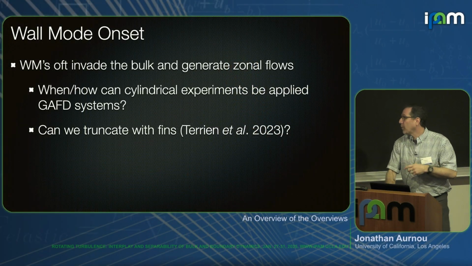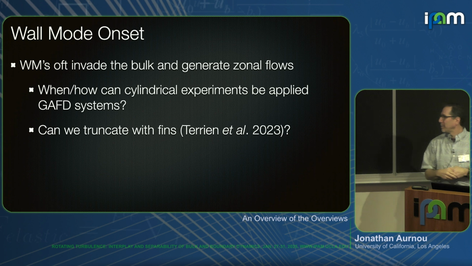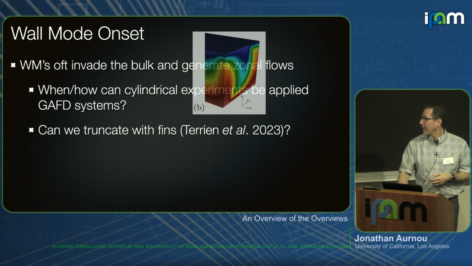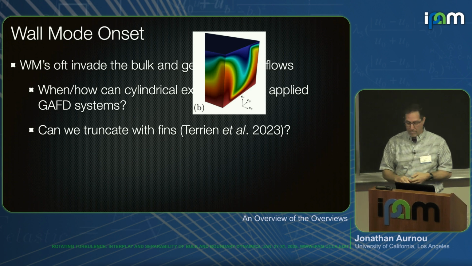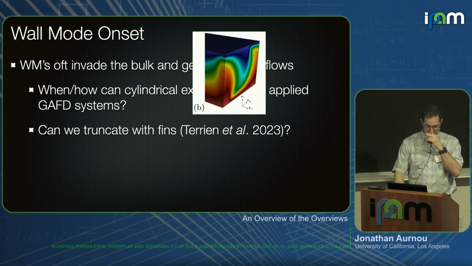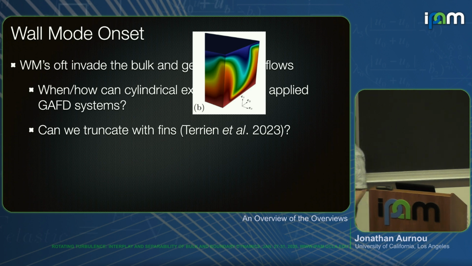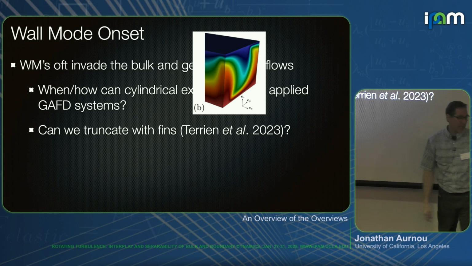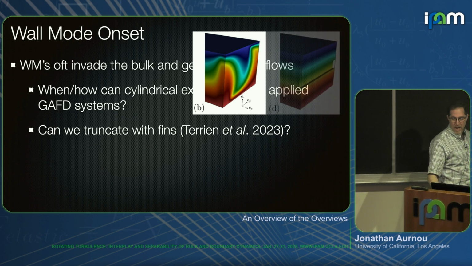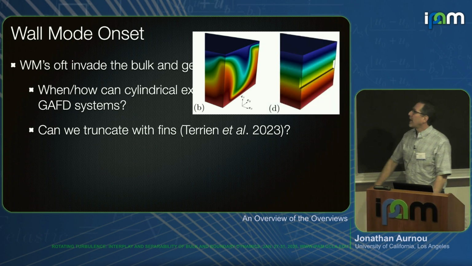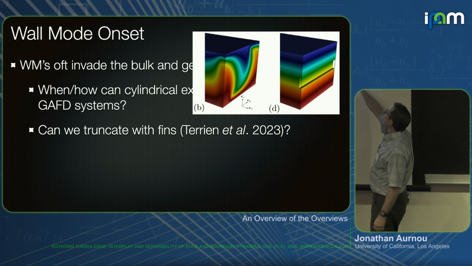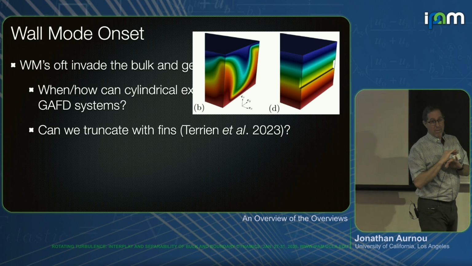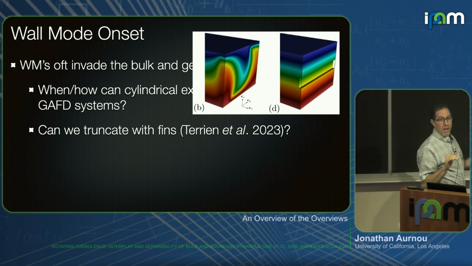Okay. Yeah, so one of the ideas then is, hey, maybe we can truncate the wall modes. And that's an idea from Terry in 2023. Here's their model with nothing on the wall. Here's their sidewall, massive wall mode. That's that structure right there. And when they put a fin, a horizontal fin, on the sidewall, it basically eradicates UZ. It kills the vertical flow. You kill the vertical flow, no wall mode.